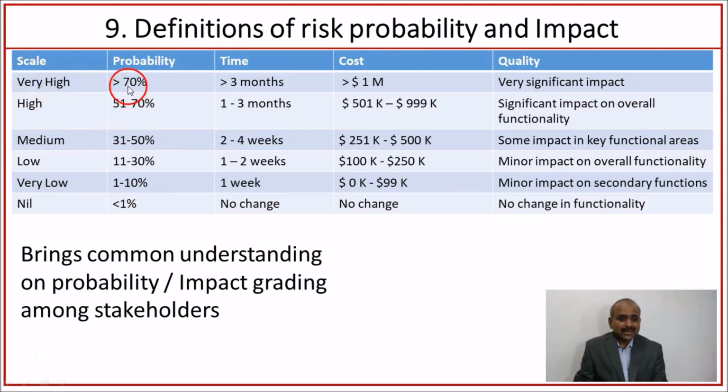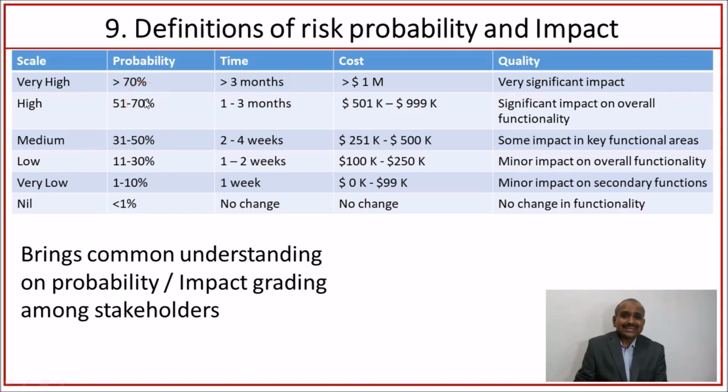For example, if the probability is greater than 70%, all stakeholders of the project should say the probability is very high. If the probability is within 51 to 70%, then all stakeholders should say the probability is high. Likewise, we have a common definition available. Otherwise, what will happen? Suppose 60% probability is very high for one stakeholder, but for other stakeholders, 60% is medium. So whenever we ask what grade you provide for probability, various stakeholders provide various grades.